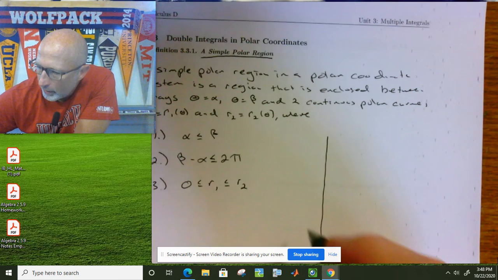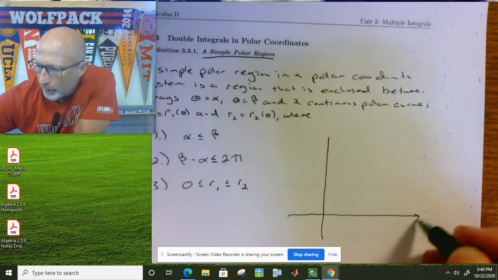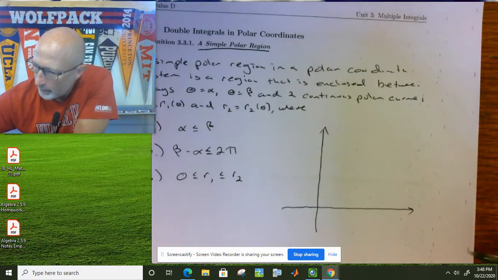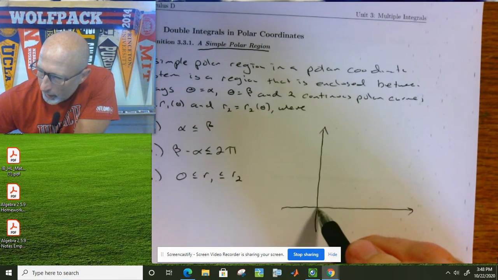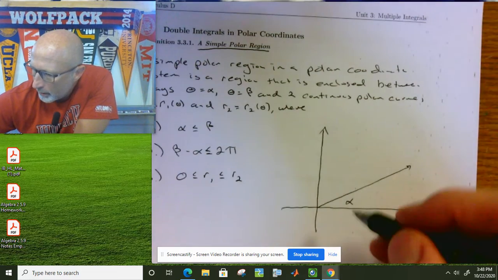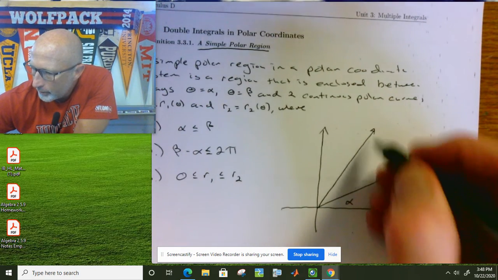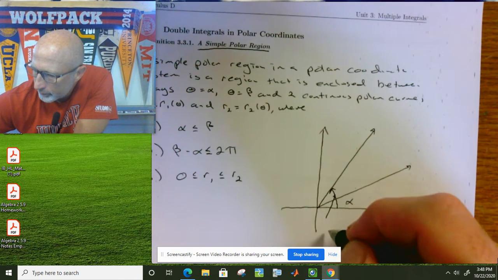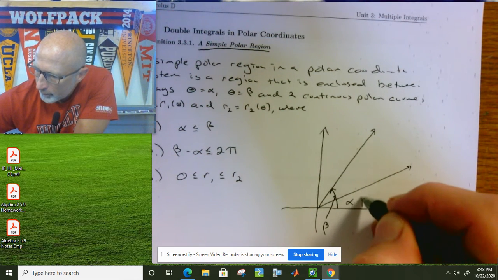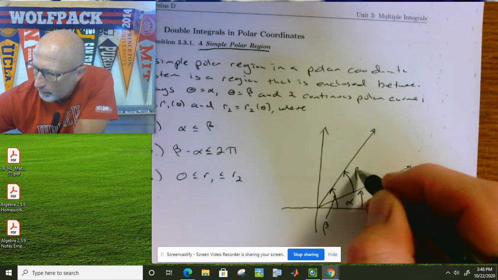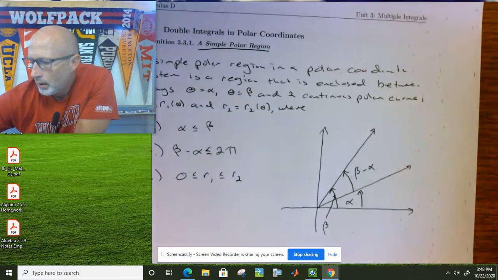Okay, so what we have here, and I know this is not the XY plane, but I'm putting them in there just because it gives you some reference of what's going on. So we have a ray here, and I'm going to call this alpha, and this is another ray right here, and this is beta. And then therefore this angle between it is beta minus alpha.